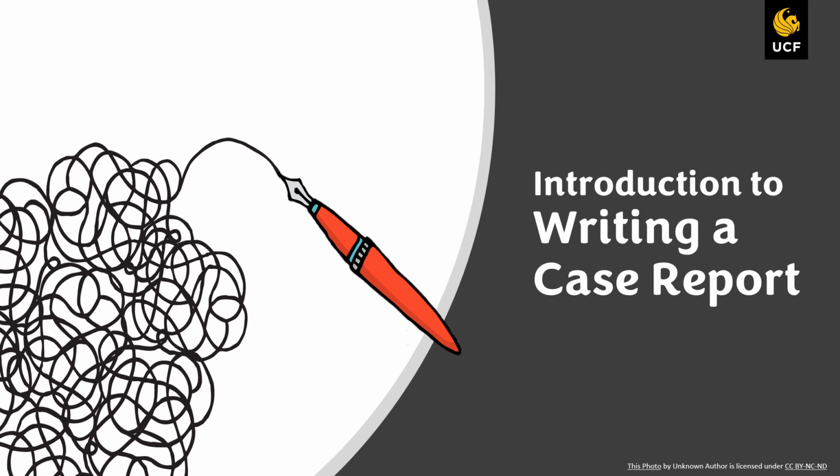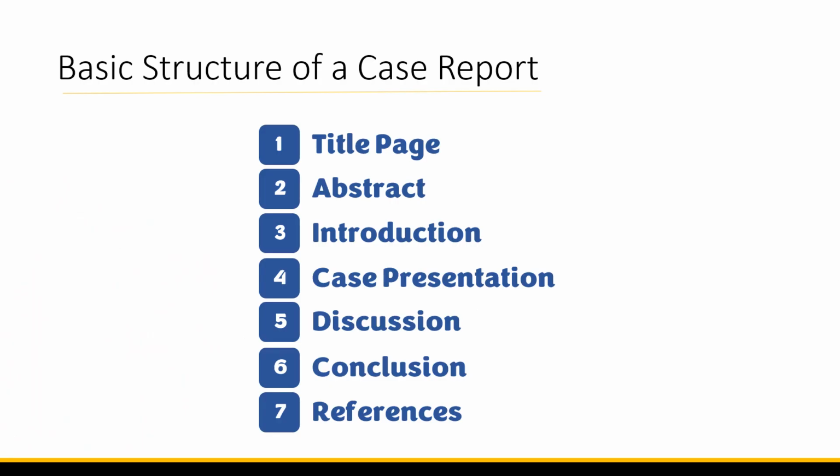If this is the first time you are authoring a case report, you may want to find the journal you want to submit to prior to writing up your case report. The basic structure of a case report includes the following: the title page, abstract, introduction, case report, discussion, conclusion, and references. Some journals may include additional sections like educational points or patient perspectives.